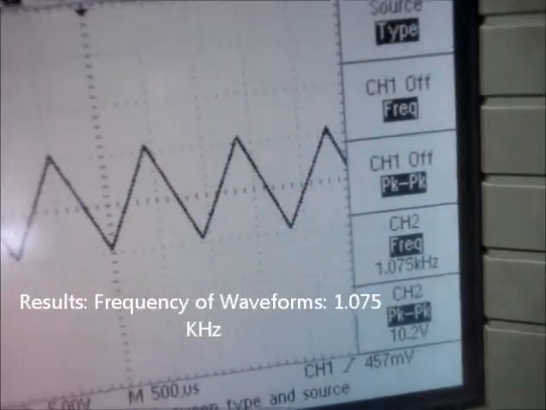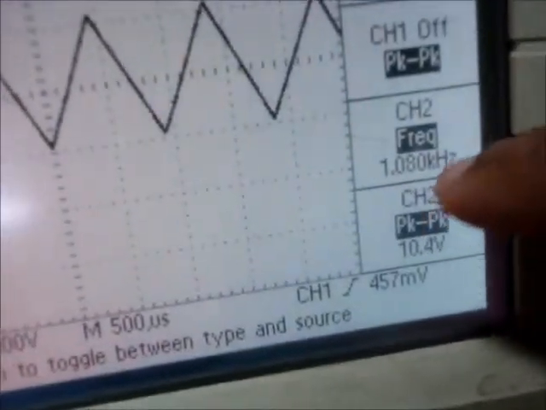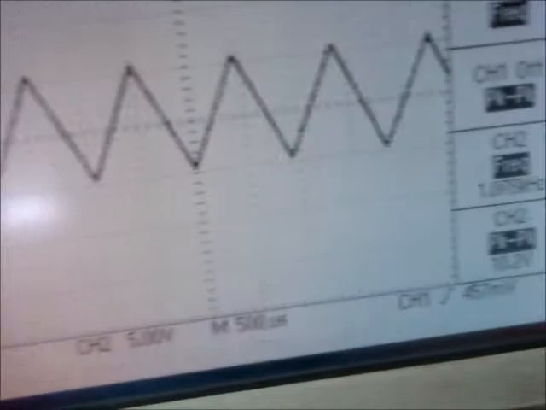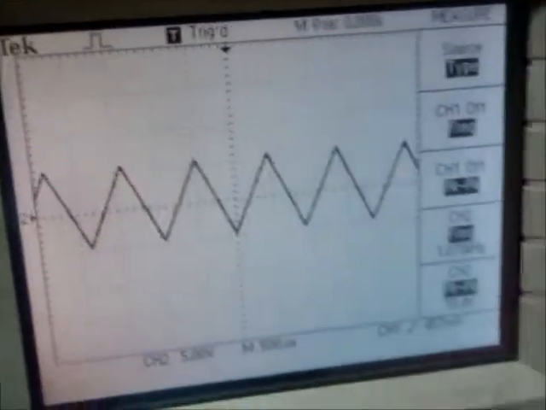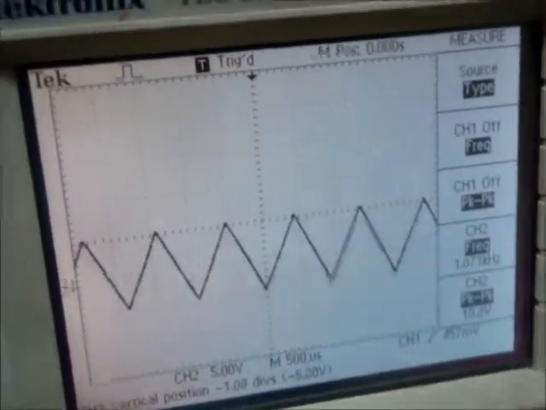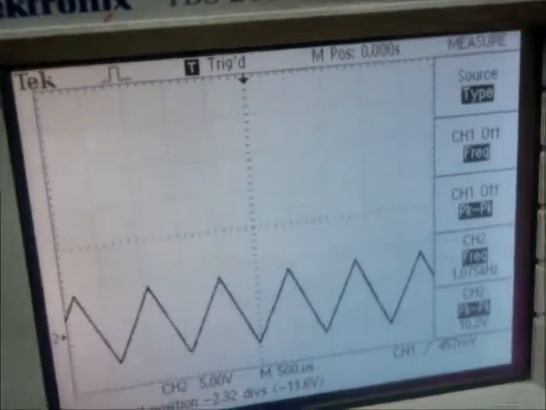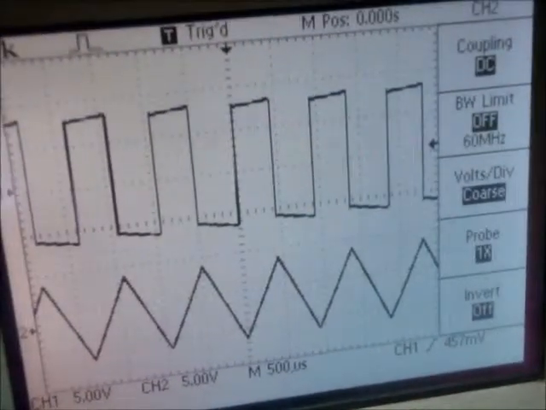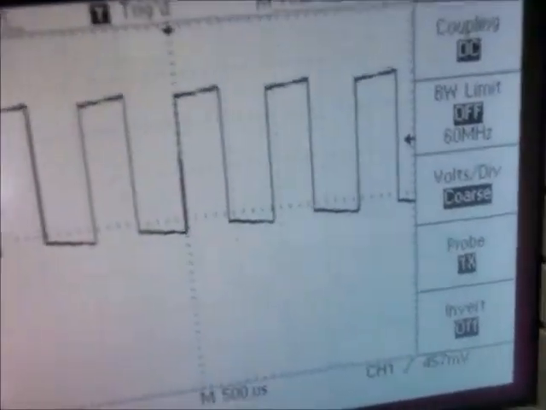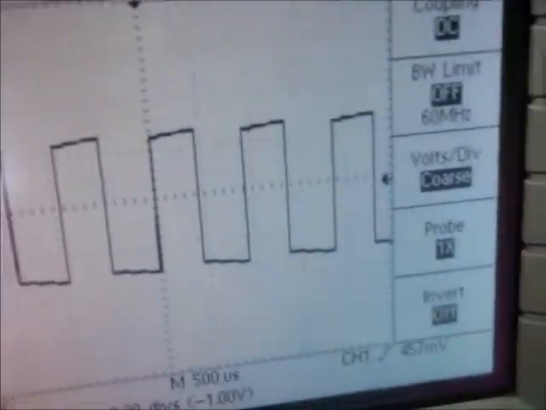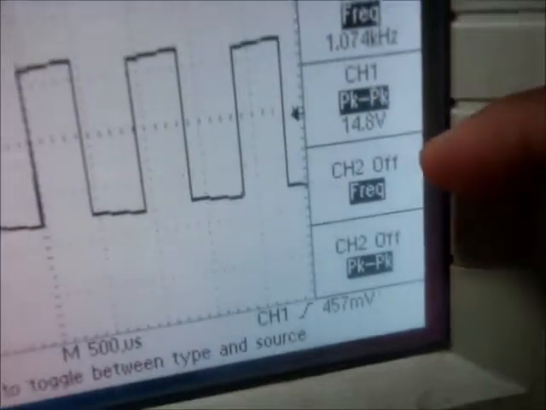Here is the triangular wave shown singularly, having a frequency of 1.075 kHz and a peak-to-peak voltage of 10.4 volts. Now we shall see the square wave singularly. This has a frequency similar to that of the triangular wave, that is 1.075 kHz, and a peak-to-peak voltage of 15 volts.